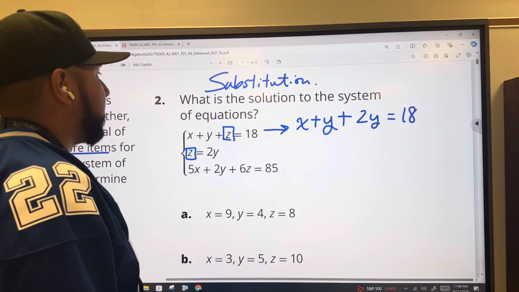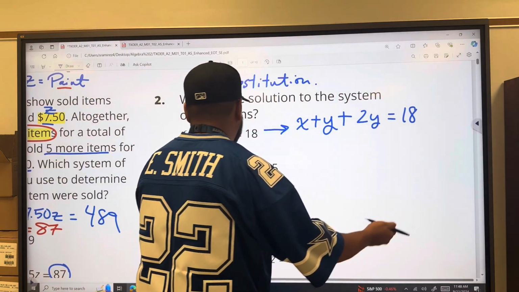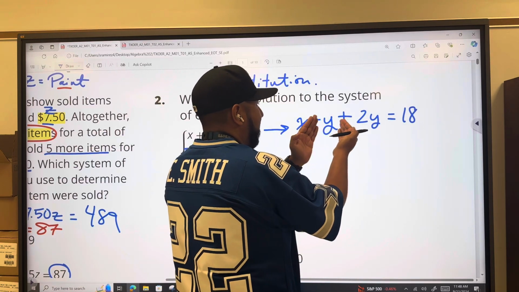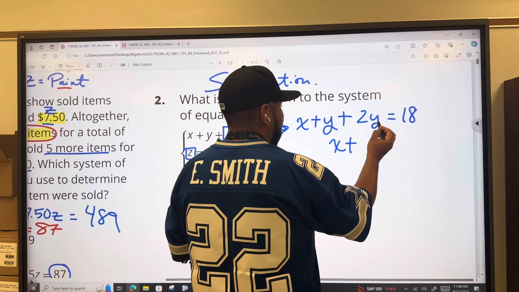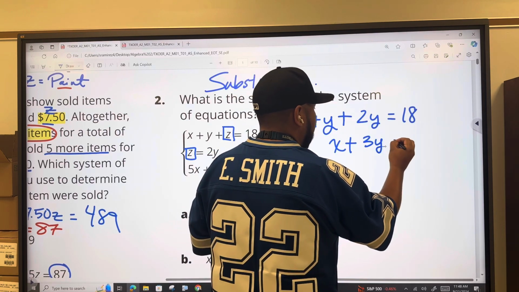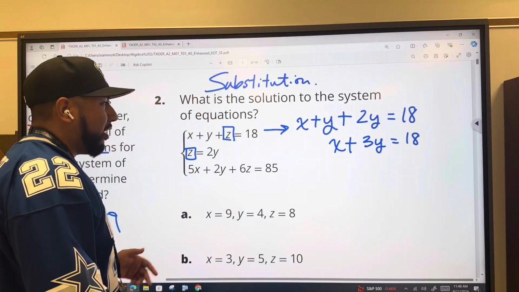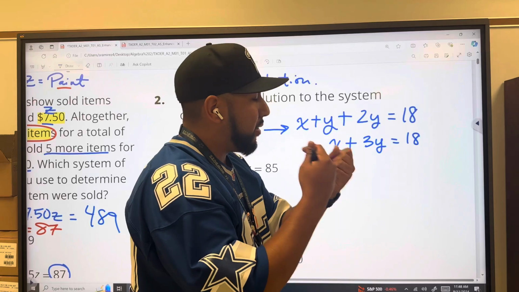The bell's ringing right now, so sorry, I apologize. I'm going to do some combining like terms. So I have this 1Y plus this 2Y. So I have X plus 1 plus 2 is 3Y equals 18. Now I can't solve for a specific variable because I still have X and Y, so I'm not going to be able to get a value yet.